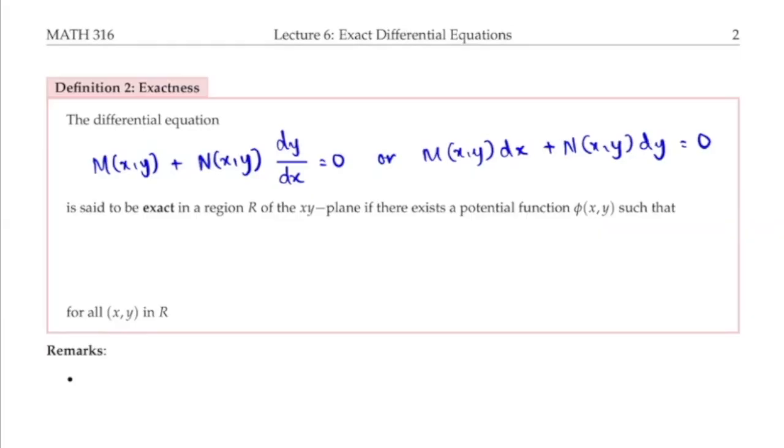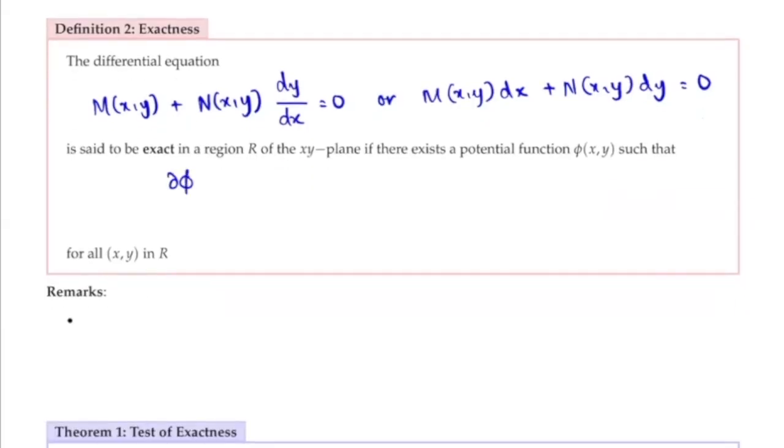Either one. When you see something like this, it's said to be exact in a region R of the xy plane if there exists a potential function phi of x y such that partial phi partial x is equal to capital M of x comma y, and partial phi partial y is equal to N of x comma y, for all x comma y in R.